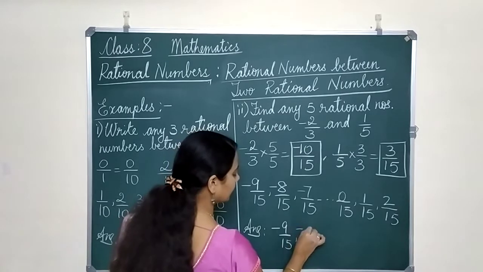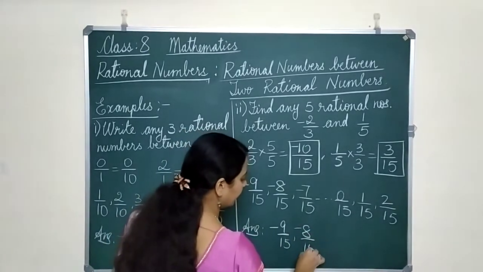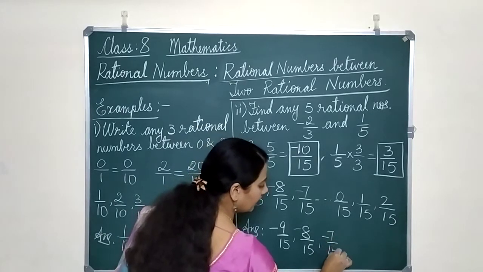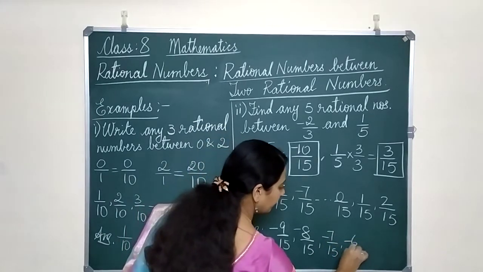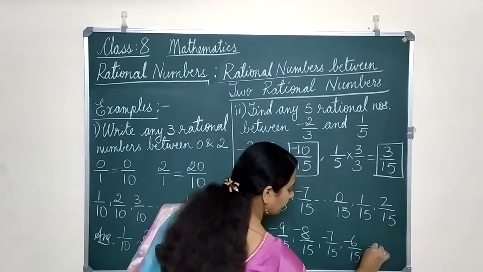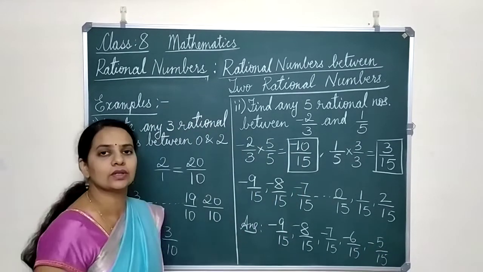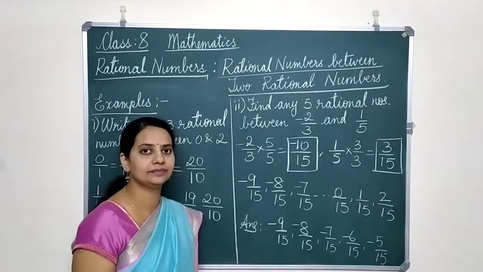I'm going to write this as the answer. Minus 9 by 15, minus 8 by 15, minus 7 by 15, and then minus 6 by 15, and then minus 5 by 15. So you understood, children?